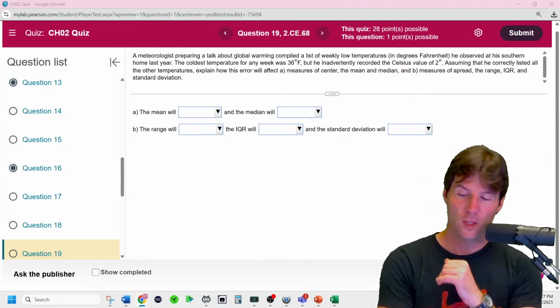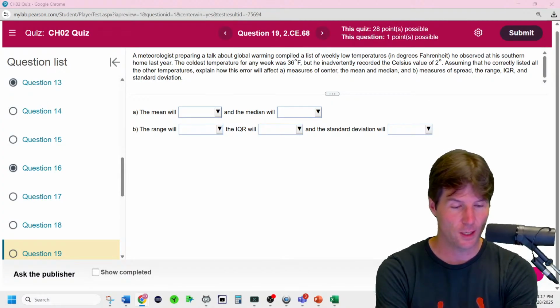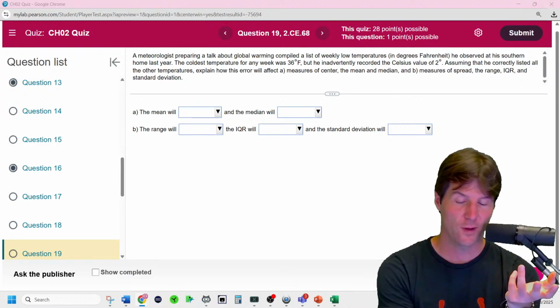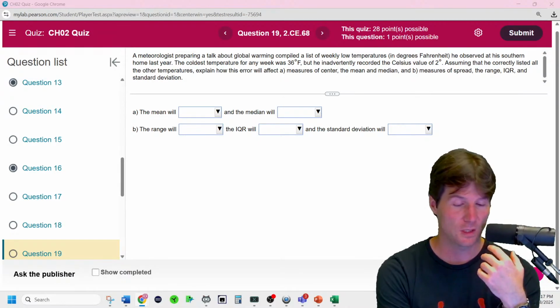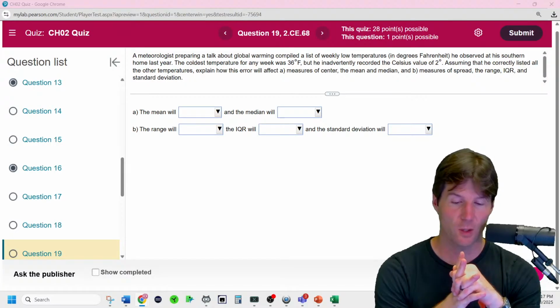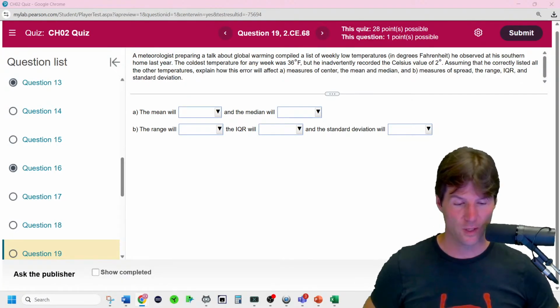Okay. A meteorologist preparing a talk on global warming compiled a list of weekly low temperatures in degrees Fahrenheit he observed at his southern home last year. The coldest temperature was 36 Fahrenheit, but he inadvertently recorded it in Celsius, a value of 2 degrees. Assuming that he correctly listed all the other temperatures, explain how this error will affect his center, mean, and median, and the measures of spread.